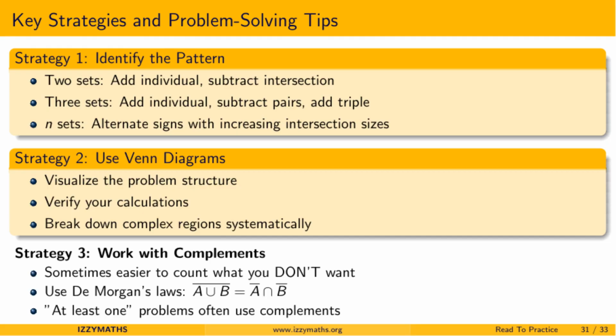Strategy 2. Use Venn diagrams to visualize problem structure, verify your calculations, and break down complex regions systematically. Strategy 3. Work with complements when appropriate. Sometimes it's easier to count what you don't want. Use De Morgan's laws, remembering that the complement of A union B equals A bar intersection B bar. At least one problems often benefit from complement approaches.